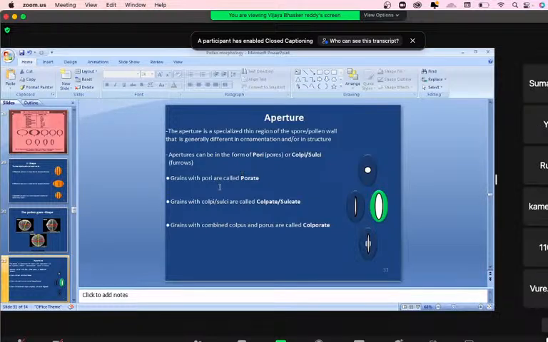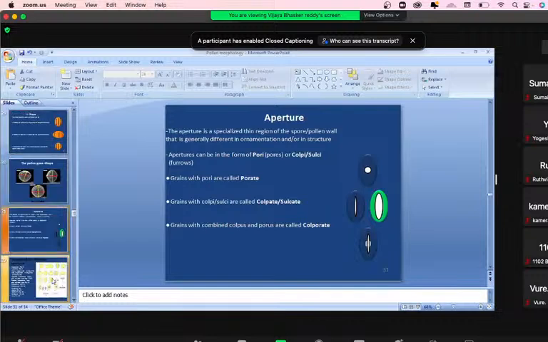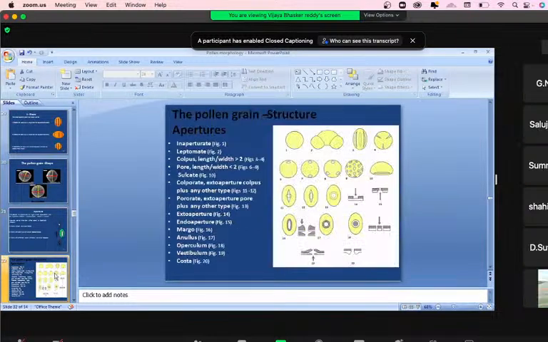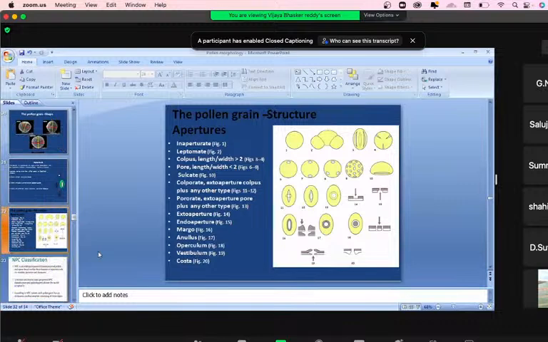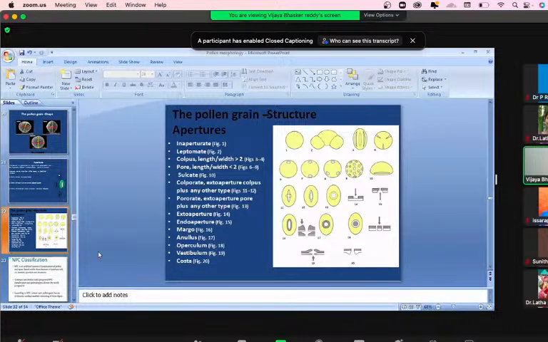If pollen grains have a round aperture, a round opening or thin area, then that's called a pore. An extended, boat shape aperture is called a colpus. If both are combined, then that's called porate-colpate. These are various types of apertures that can be seen in pollen grains. Where you don't find any aperture, that is called the inaperturate or omni-aperturate condition.